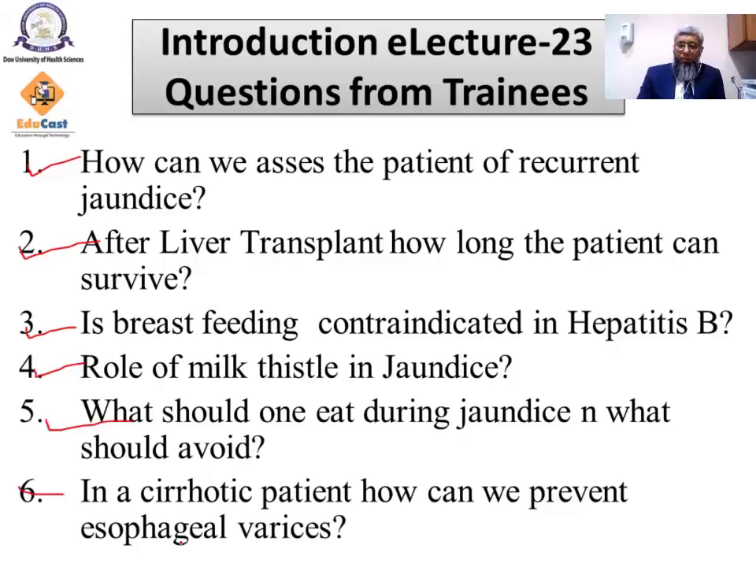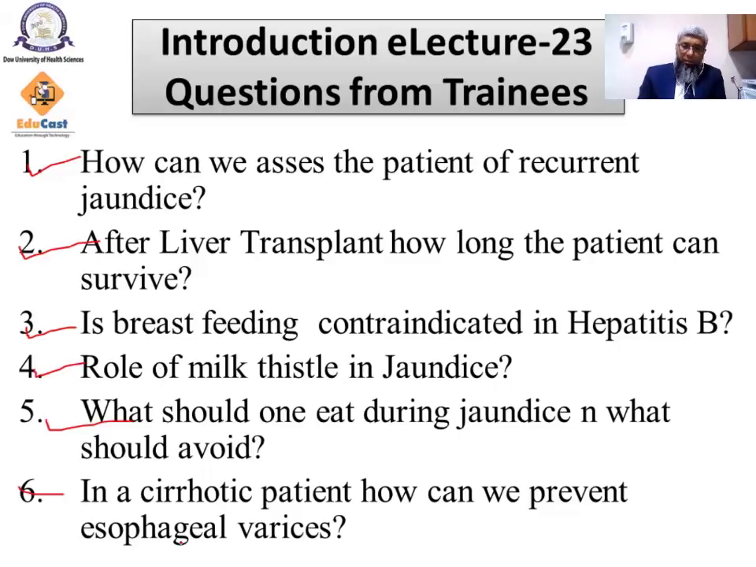So how can we halt the process? First and foremost is treatment of the underlying cause. Suppose your patient is suffering from hepatitis C, treat hepatitis C. You cannot reverse cirrhosis, but at least you can halt the process at that point in time. That's how you can prevent esophageal varices if they have not developed yet. For hepatitis B, treat with oral nucleoside or nucleotide analogs. For autoimmune hepatitis, treat with steroids. For other causes, address the cause first.